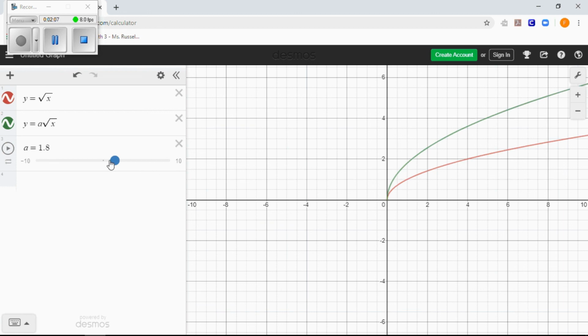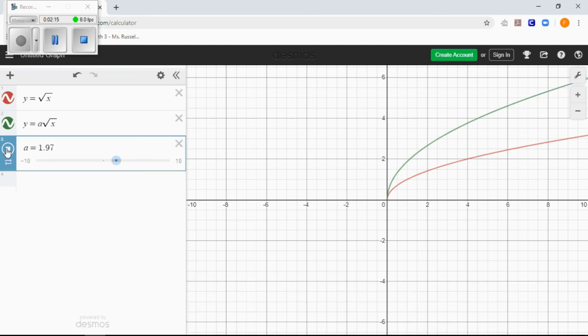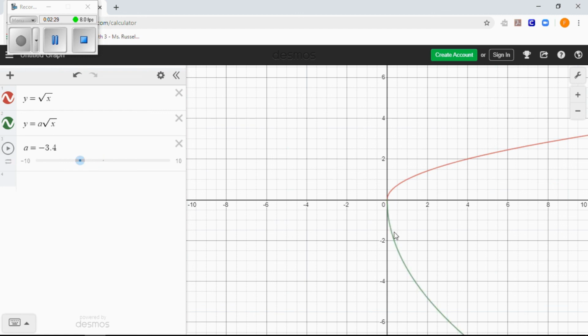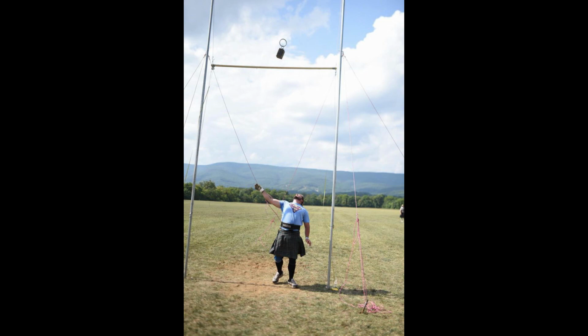Now, when I start getting small, the closer I get to 0, my graph gets small. So notice when a is 0.25, it is very small. It has compressed closer to the x-axis. Now, when it shifts to negative, you see how it flips over the x-axis. All right, so here's what it looks like with the slider just moving, you can see how that a value affects and changes what my graph looks like.